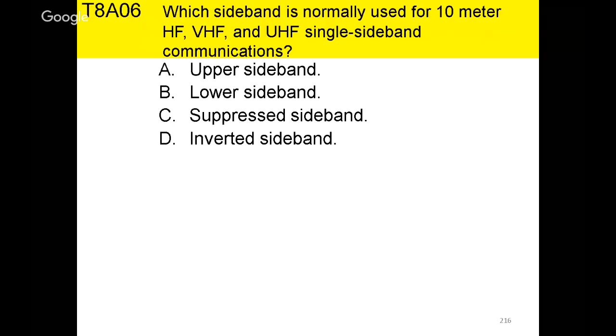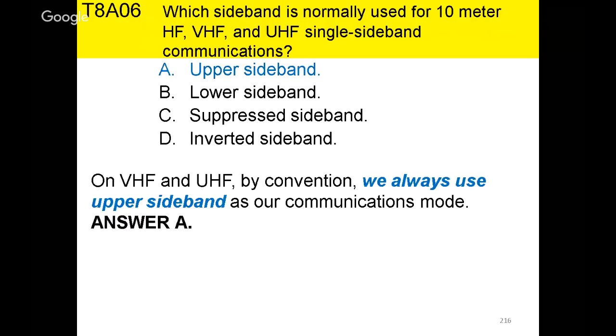And most transceivers, once you switch to that band, will automatically switch the modulation or the mode to lower sideband. When you get to 20 meters and on up, 20, 15, 10, VHF, UHF, the convention is upper sideband. So again, most of the modern rigs will automatically switch to the proper sideband to use for that particular band that you're on. But we always use upper sideband as our communications mode for VHF and UHF by convention.